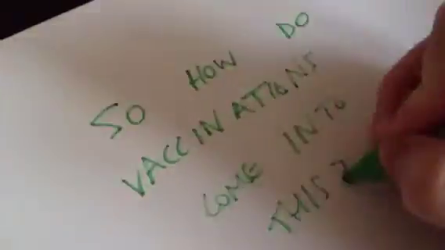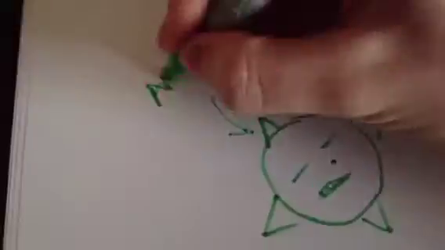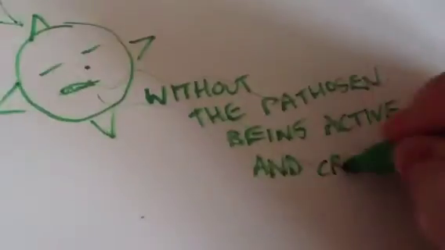But how do vaccinations come into this? Well, we know that vaccinations are basically putting dead or inactive forms of a pathogen into the body. Now, these still have the antigens on them that induce the immune response, but they aren't active enough to make the symptoms of the disease occur. Now, this next bit is really quick, sorry.